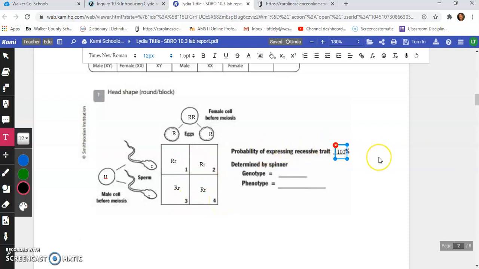The probability of expressing the recessive trait would be a 0% chance, because all 4 of the chances for the offspring would be dominant because they have the big R. I'm sorry, I messed up there.